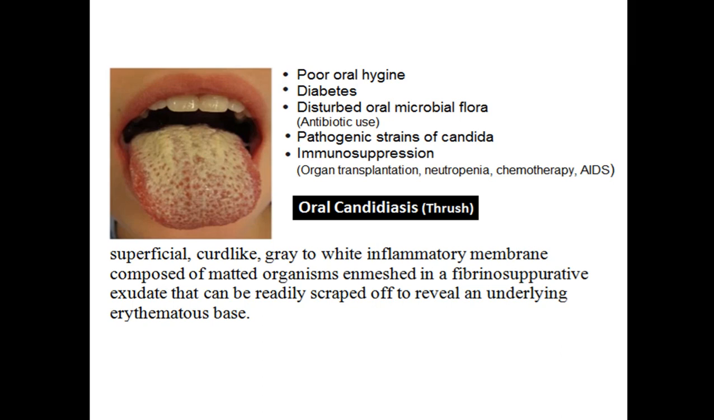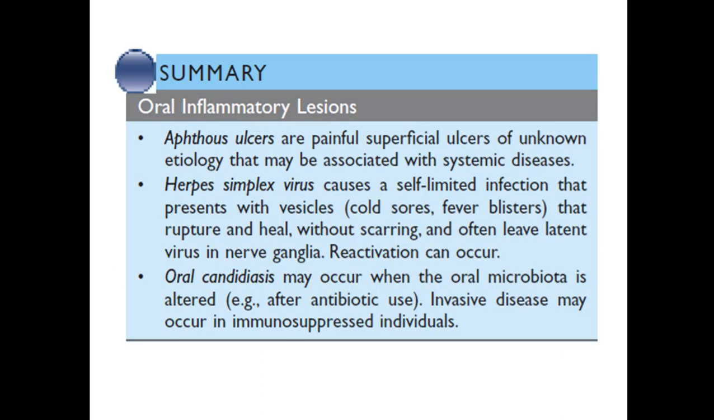in situations like organ transplantations, neutropenia, chemotherapy, and HIV infections, will lead to oral candidiasis, which is commonly known as oral thrush. They appear as superficial curd-like gray to white inflammatory membrane, which is called the pseudomembrane, composed of the fungi enmeshed in a fibrinosuppurative exudate, and they can be easily scraped off to reveal an underlying erythematous base. But if they cannot be scraped, then we must look for other serious illnesses.